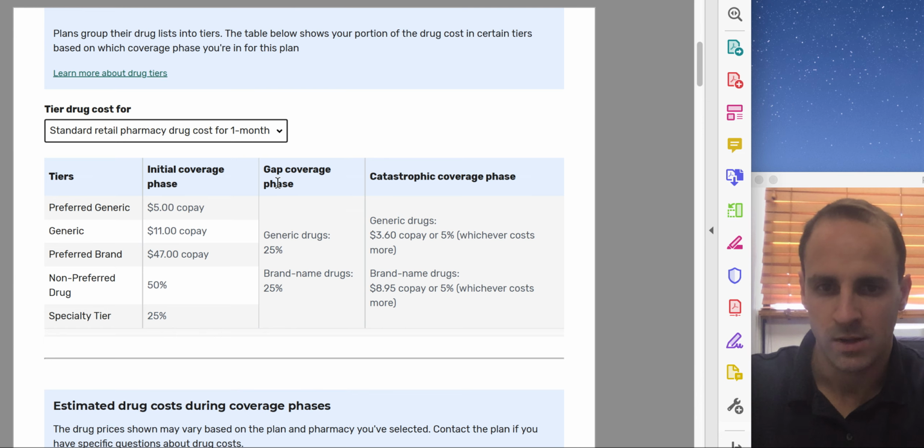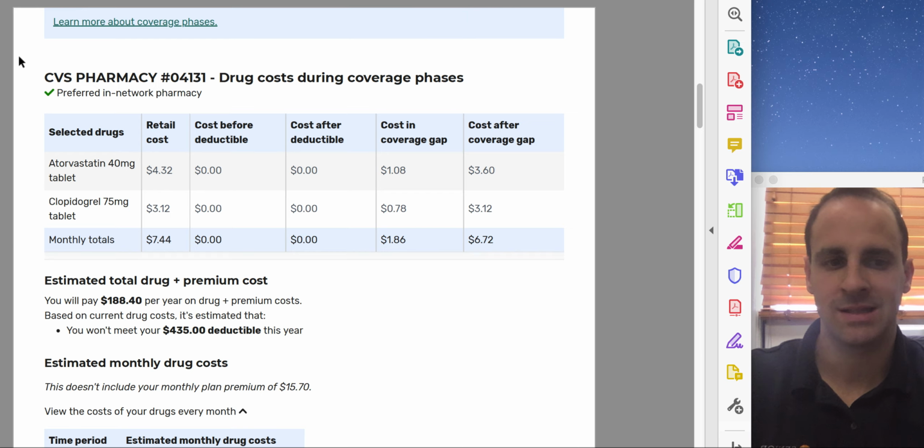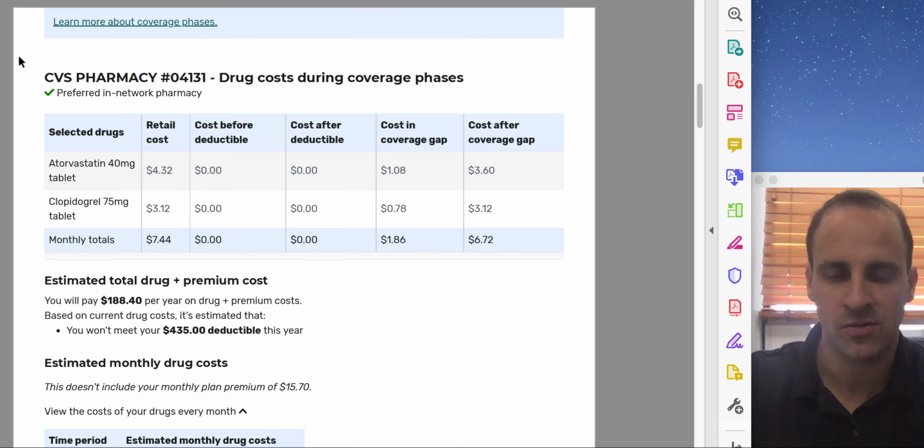All right. But where it gets really interesting is on the third page of the report, where it breaks down the costs by the pharmacies you've selected. This individual happened to select CVS and Walgreens, so we'll show you how you can read these reports. And for each of the pharmacies, it's also for mail order if you're getting your drugs via mail order.